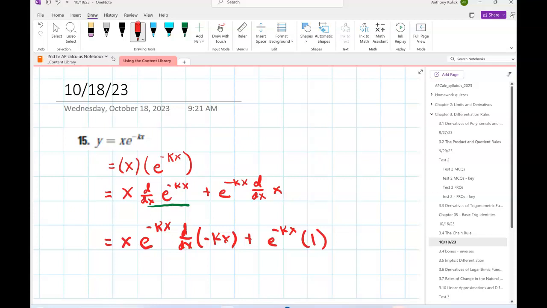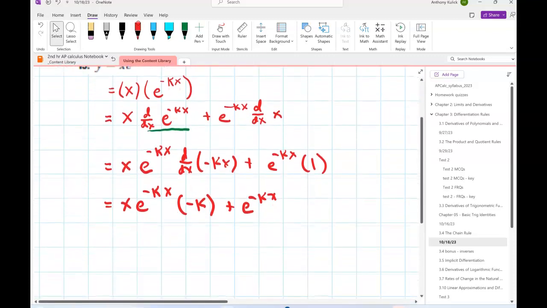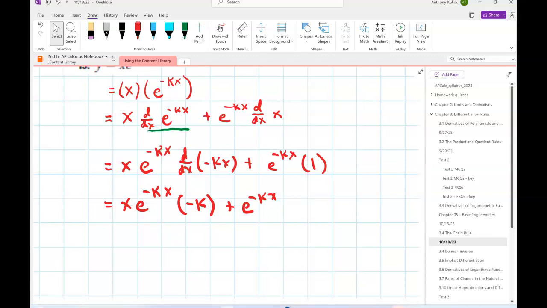What's the derivative of negative kx? Negative k is correct. And at this point, the differentiation is done. Everything remaining would just be simplification. So if you're doing your homework, you could stop at this point. If it's a free response question on a test, you could stop at this point. If it's a free response question on the AP exam, you could stop at this point.